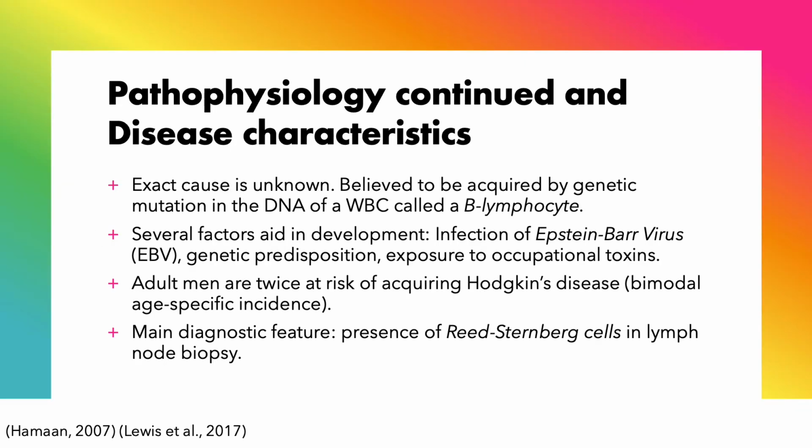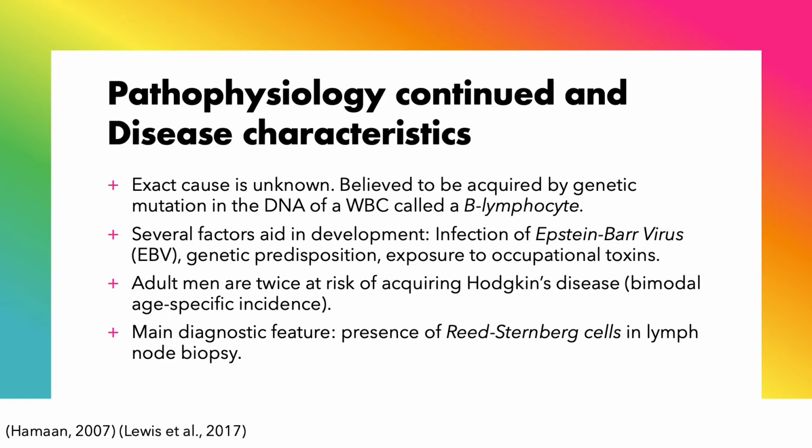Okay, so continued pathophysiology and disease characteristics. The exact cause is unknown, but is believed to be acquired by genetic mutation in the DNA of a white blood cell called a B lymphocyte. Several factors aid in development, which is infection of Epstein-Barr virus, which is EBV, genetic predisposition, which has to do with the B lymphocyte and the genetic mutation, and exposure to occupational toxins is another factor.